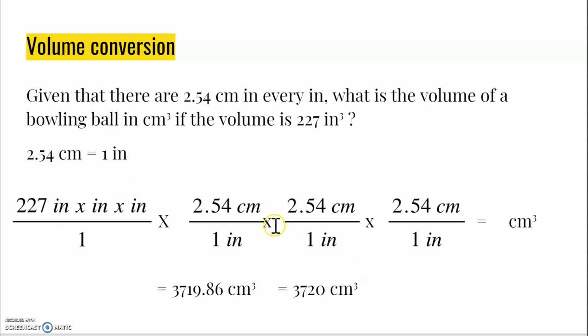Inches canceled, centimeters I got, so the units make sense. And the last thing I want to check is the numbers. So this is true, 2.54 centimeters does equal an inch. And should I get a big number? Yes, because there's lots of centimeters in 1 inch. So if I cube them, I'm going to have lots of centimeters cubed in inches cubed. So it all makes sense, and I did it right.